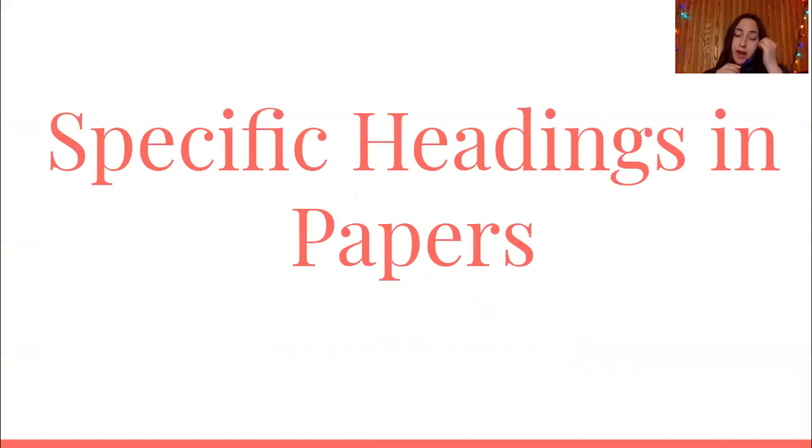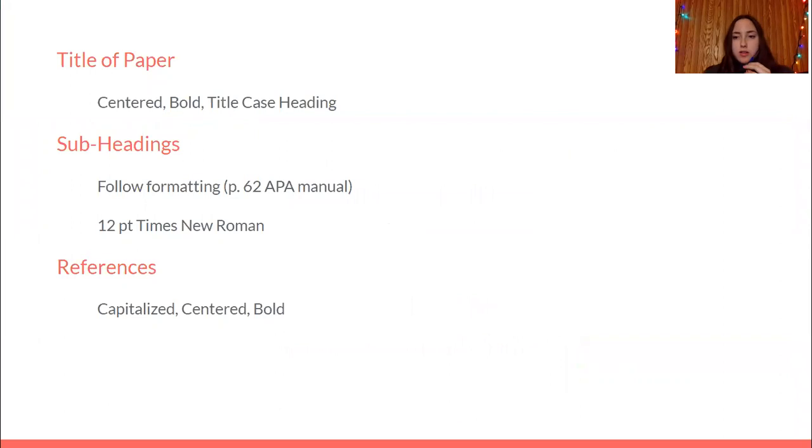Moving on to specific headings and papers, yay. So first of all, the title of your paper should still be just like 6th edition. You want it to be centered, bold, and title case heading on the first line of the page once you start your writing. Subheadings, I'm going to go over a bit more later, but just a heads up, they're pretty much the same as the 6th edition, still 12-point font, Times New Roman, that kind of stuff.